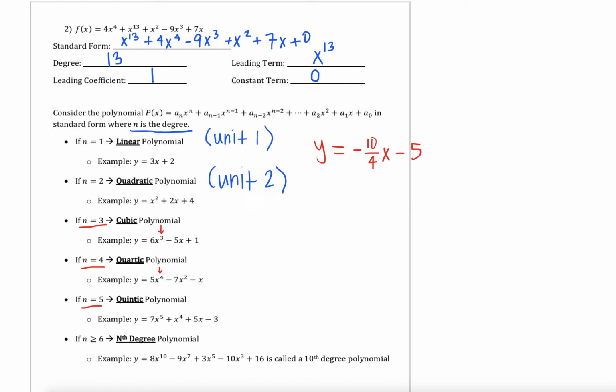So for example, y equals 8 times x to the 10th minus 9x to the 7th plus 3x to the 5th minus 10x cubed plus 16. Since our highest power here is a 10, so our n here would be equal to 10, we call this a 10th degree polynomial. So it's just for the first 5 cases that we have this linear, quadratic, cubic, quartic, or quintic polynomial. Past that, we would just call it a 6th degree, 7th, 8th, 9th, 10th degree, and so on as we keep going.